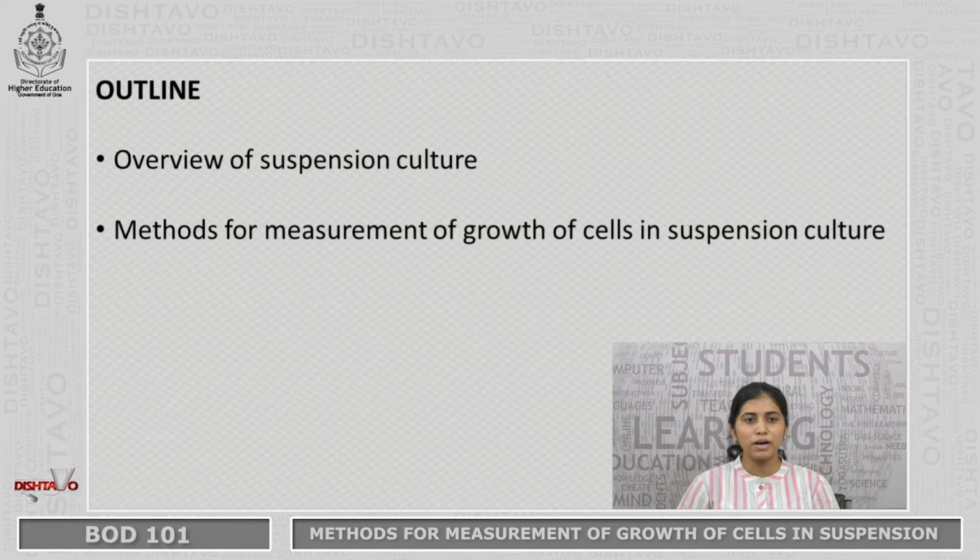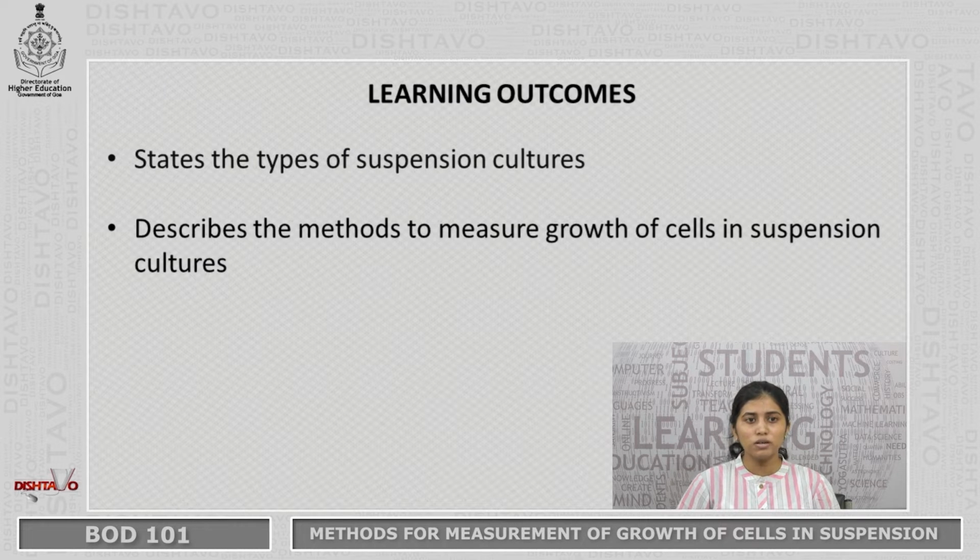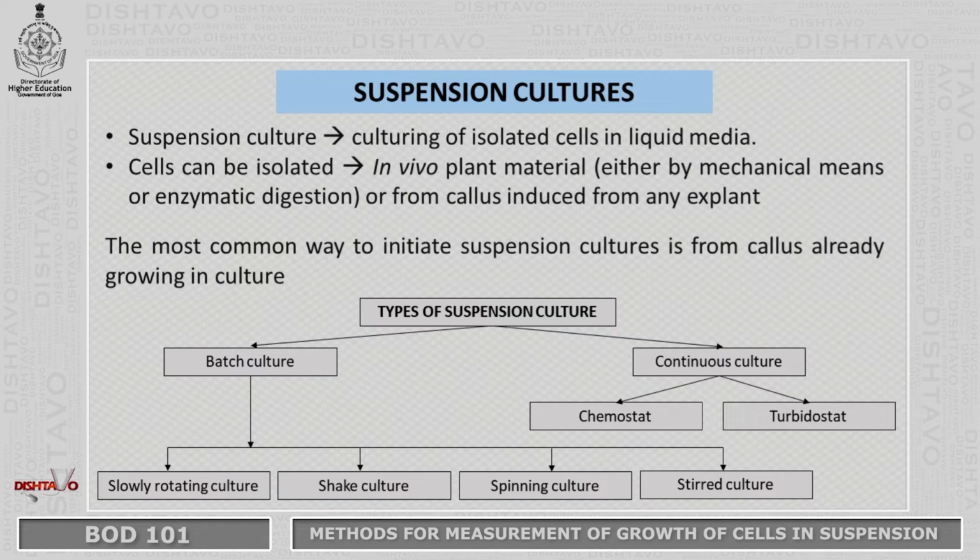The outline of my module includes an overview of suspension culture and methods for measurement of growth of cells in suspension culture. What students will learn from this: they will be able to state the types of suspension cultures and describe the methods to measure growth of cells in suspension culture. What is a suspension culture? Suspension culture is nothing but culturing of cells or cell aggregates in liquid medium which is under continuous agitation.